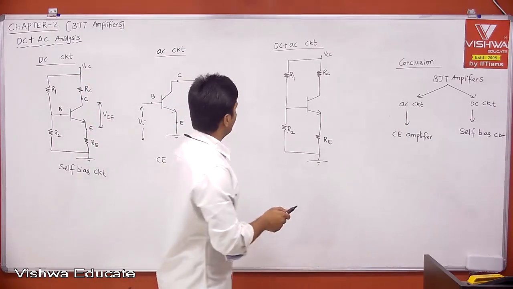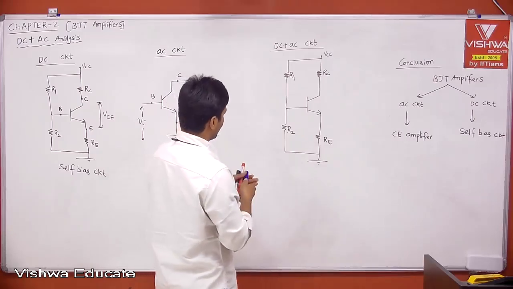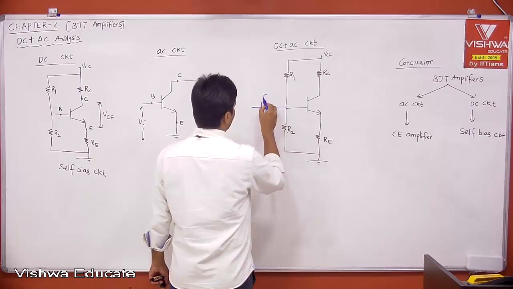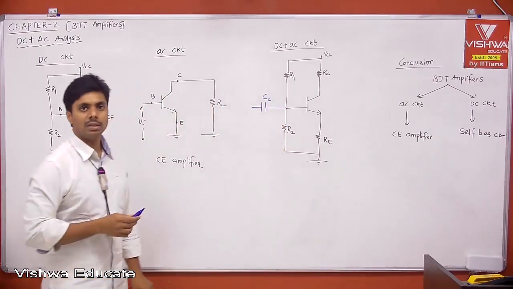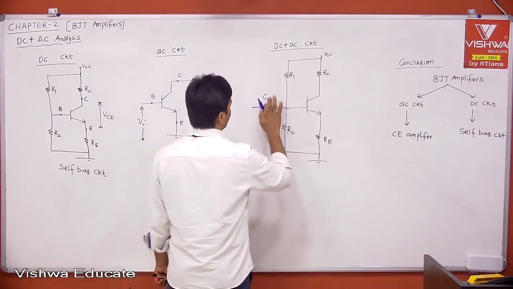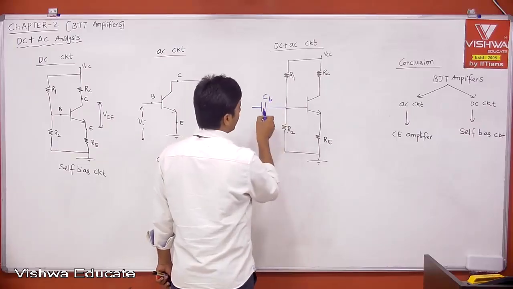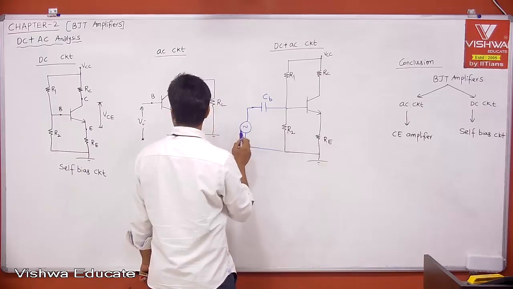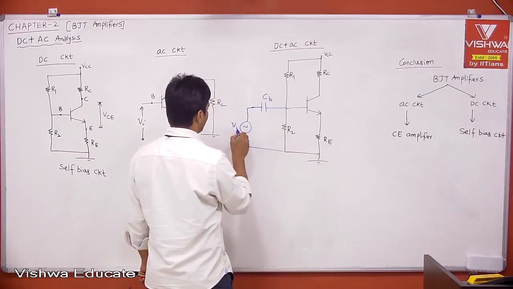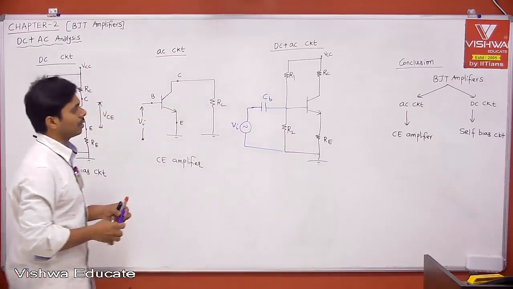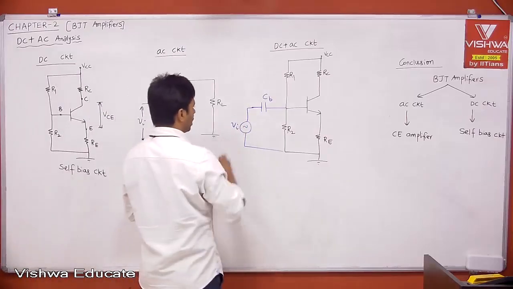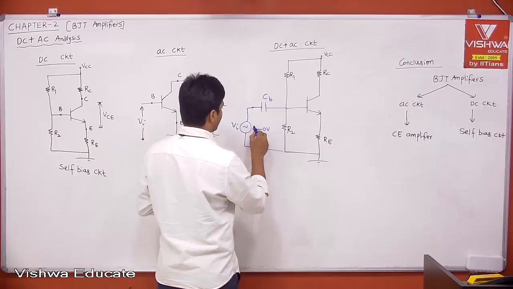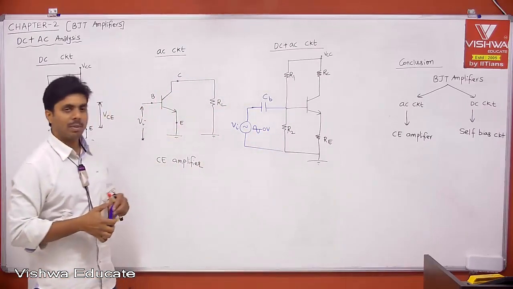Therefore people add a capacitor. This is the coupling capacitor CC, right? Or I can say the capacitor at the base. This is the signal you want to amplify, which I call VI. Whatever AC signal you want to amplify, let us say it has 0 volt DC, then on top of that the signal you want to amplify is applied.